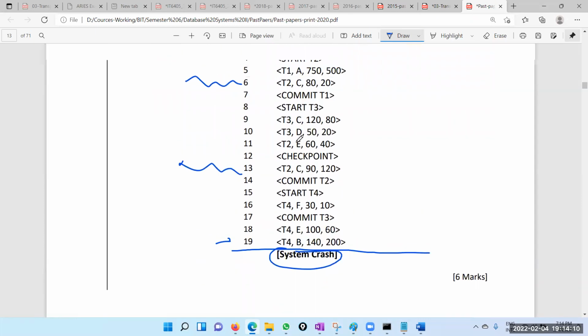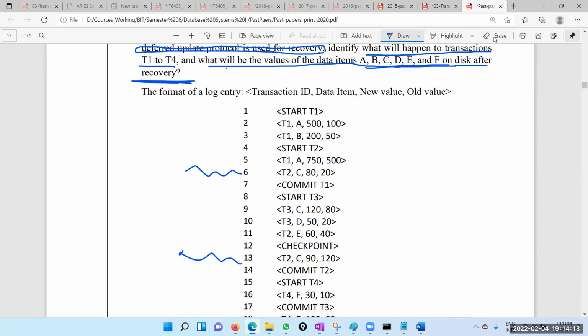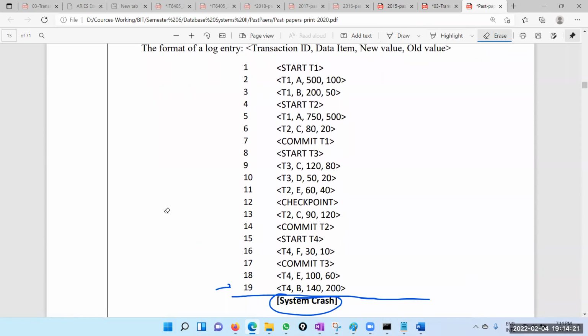Okay. Now let's do this. We also have to analyze. So first mark the checkpoints. There's a checkpoint right here. So that means there's a flush here. That is the last checkpoint. If there are other checkpoints, you don't worry. What we're interested in is the last checkpoint. Then check which transactions have committed. So transaction 1 is committed.